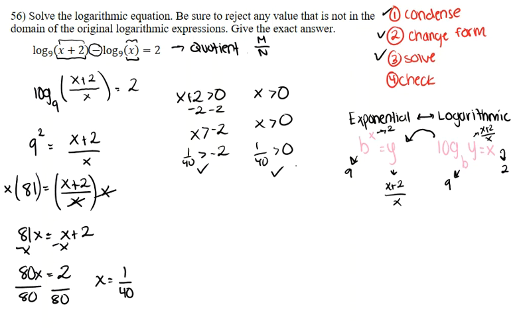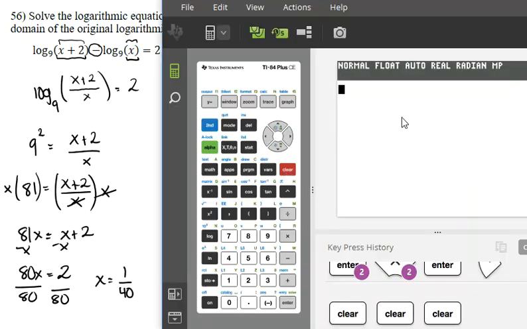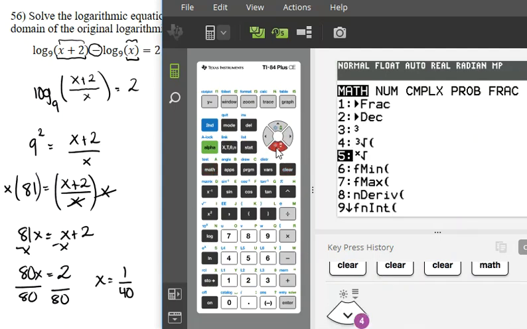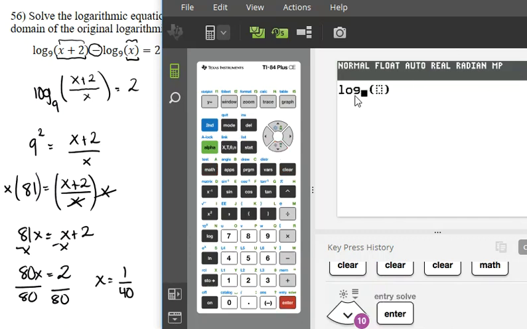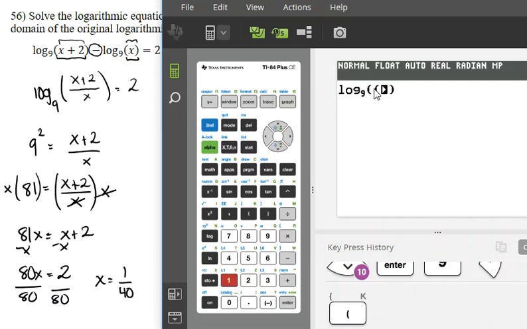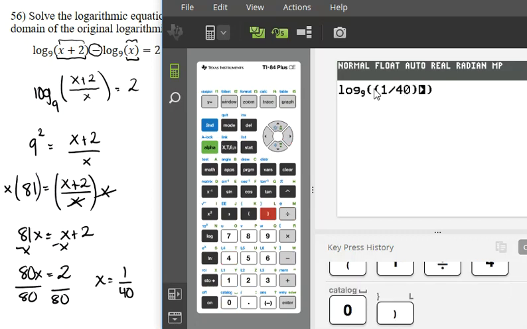So let's go ahead and plug this back into our original logarithmic equation in our calculators just to make sure that this does work out. When I plug this into my calculator, I'm going to go to my math key, go down quite a few clicks to where you get to log base, click enter, and this way you can edit your base. Instead of it being the usual 10, we're going to have 9. I'm going to put in my argument. For our first argument, we have x plus 2, so I'm going to put 1 divided by 40 plus 2. And our second expression is the same thing.